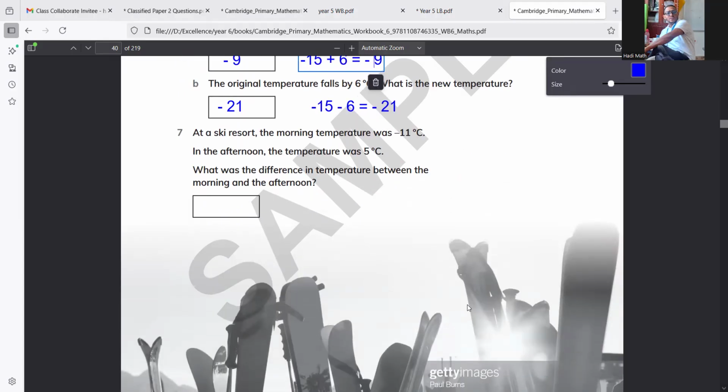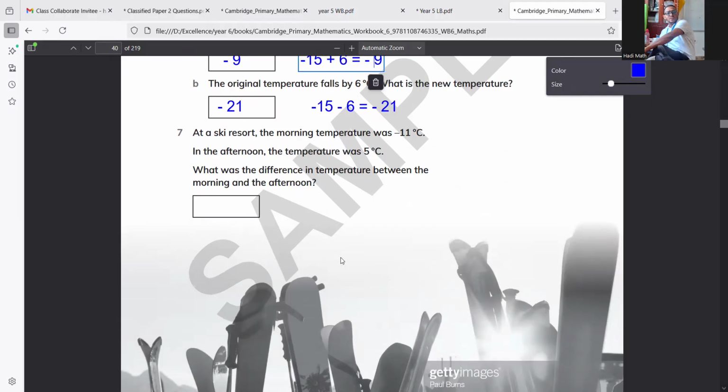Go to question number 7. We say at Sky Resort, the morning temperature was negative 11 degrees Celsius. In the afternoon, the temperature was 5 degrees Celsius. What was the difference in the temperature between the morning and the afternoon?